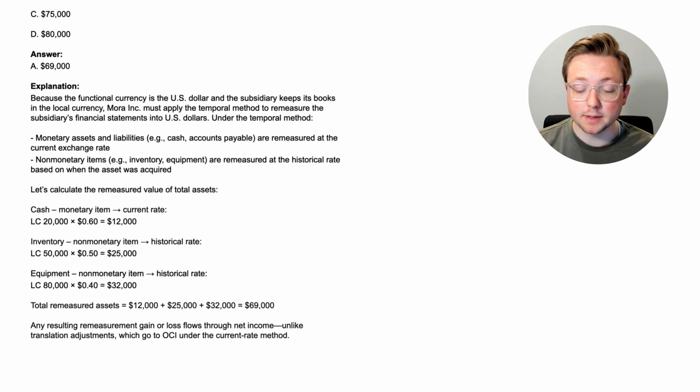Any resulting remeasurement gain or loss flows through net income, unlike translation adjustments which go to OCI under the current rate method. So again, when they remeasure this, they're remeasuring it from local currency into US dollars, of $69,000. And any remeasurement gain from this flows to net income, not OCI, unlike with translation where it goes to OCI. Now with that, let's go to the next question.